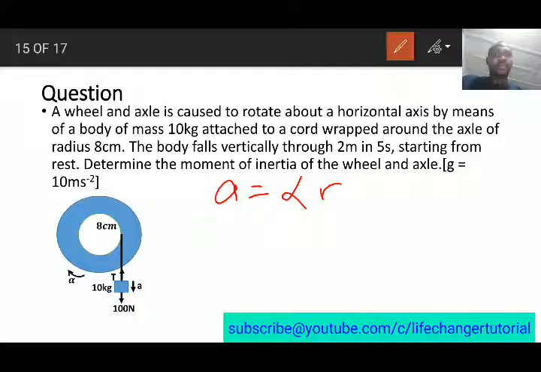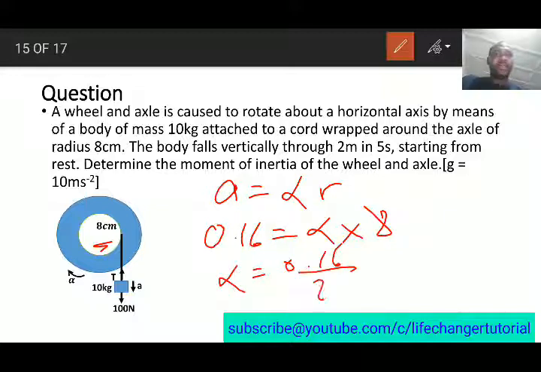So my acceleration, based on what we just got, is 0.16, equal to the angular acceleration times the radius. The radius in the diagram, you can see, is 8. So my angular acceleration is going to be 0.16 divided by 8, and that is going to give us 0.02 radians per second squared. That's the unit for angular acceleration, radians per second squared.